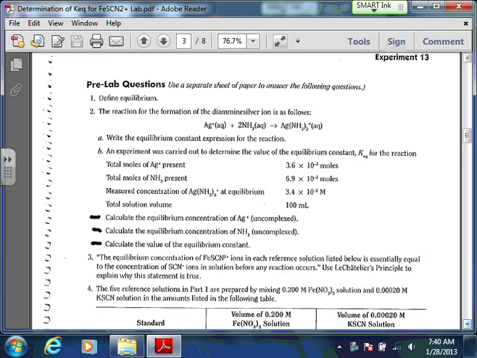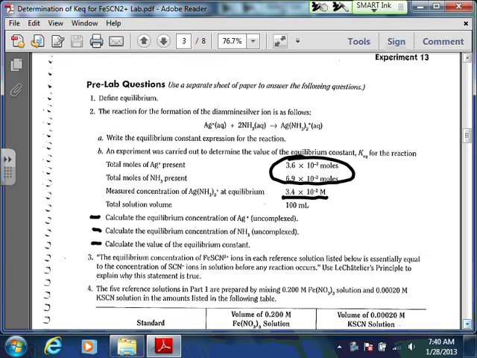All right, so what we have to start with here is we have a total moles of Ag+ present and total moles of NH3 present. Okay, so essentially we can turn these into starting concentrations for the Ag+ and the NH3. And then we also know the concentration of Ag(NH3)2+ at equilibrium. Okay, and we know the total solution volume is 100 milliliters. So, knowing all that information, we should be able to figure out our equilibrium constant, and I guess our equilibrium concentrations as well.